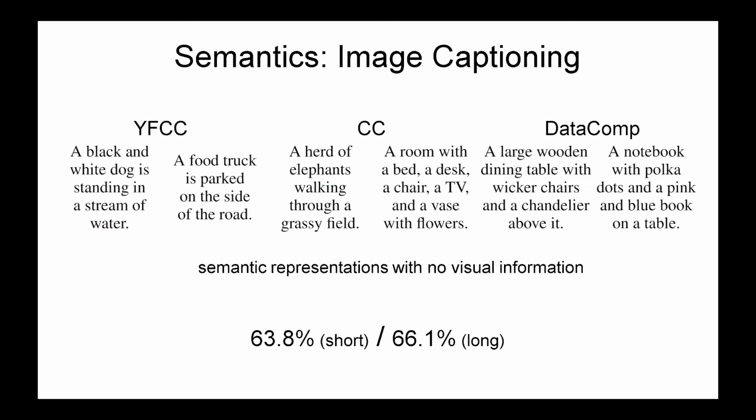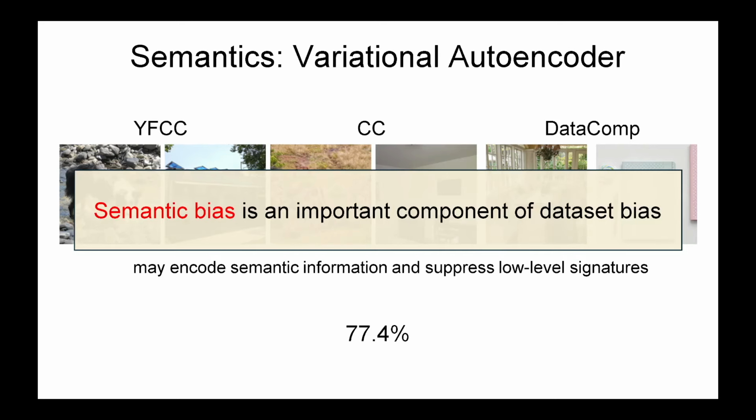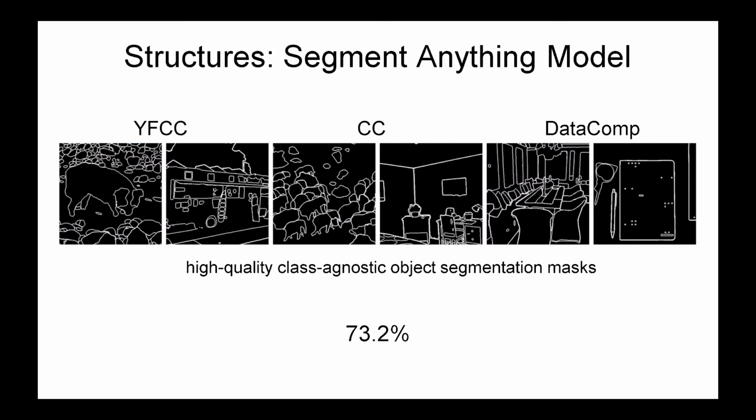What if we instead completely remove visual information and use VLM-generated captions to represent semantics? The accuracies are still very high. On top of these transformations that seek to preserve semantics, we also try to use VAE to hopefully remove low-level signatures. This doesn't decrease the accuracy much from the 82% on original images. These high dataset classification accuracies on semantics tell us that semantic bias is an important component of dataset bias.